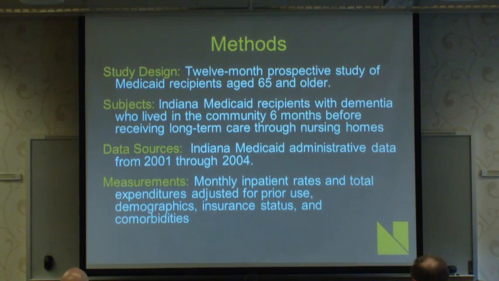So they were all in the community. None had been waiting for months and months and months for this service. They are all in the community, and suddenly they start this service. We followed them forward 12 months in time. These people we studied were those with dementia. We know that they have some of the most complex care needs. And we then looked at inpatient rates and total adjusted expenditures. And they were adjusted for prior use, demographics. We know older people have greater expenditures, insurance status, and comorbidities, which could all contribute to costs.